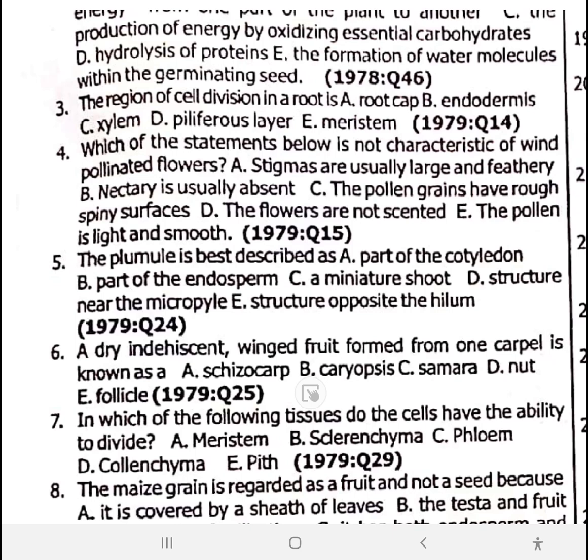Samara is easily identified by the presence of its wing. Jot this down too. Samara is easily identified by the presence of its wing. So if they say a fruit has a wing, we know it is Samara that they talk about. Number 7. So wing, Samara.